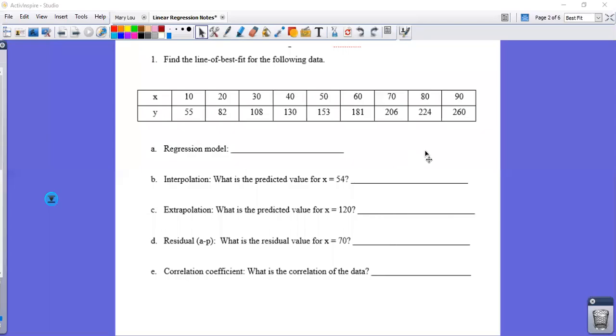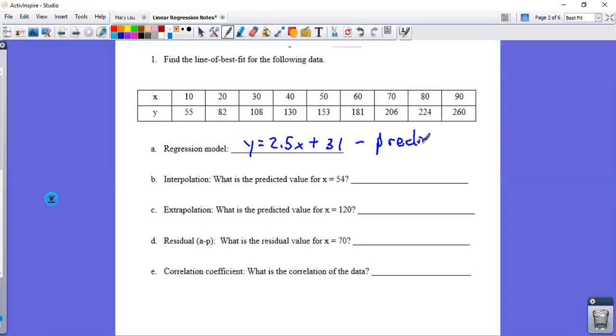Okay, so I've done all the calculator work now, so answering the questions. The regression model we got was y equals about 2.5x plus 31.03, so close to 31, we'll just leave it that way.